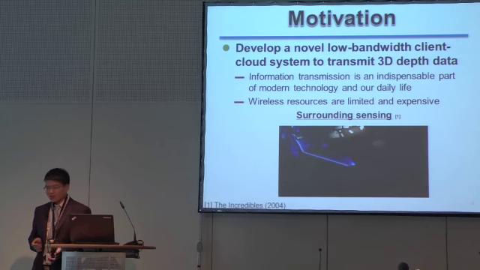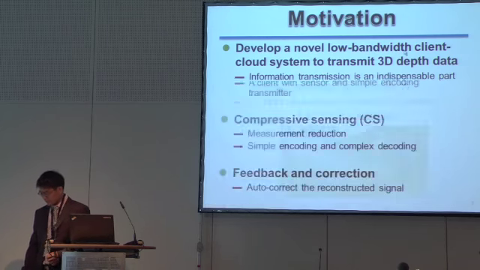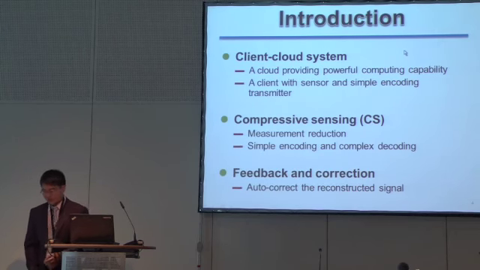Yet, wireless resources are very expensive and limited. So we try to focus on how to lower the transmission bandwidth. Introduction. Our work is divided into 3 parts: client cloud system, compressive sensing, and feedback and correction mechanism.